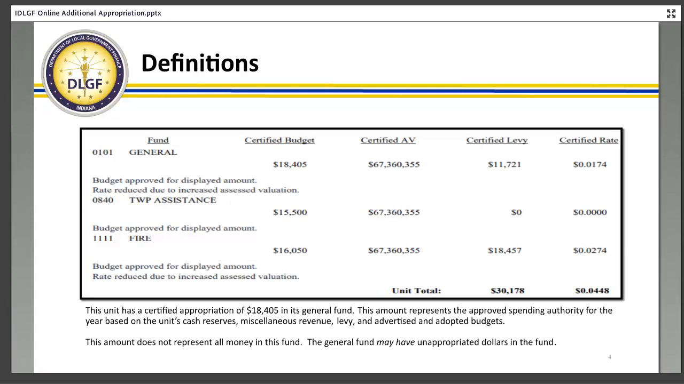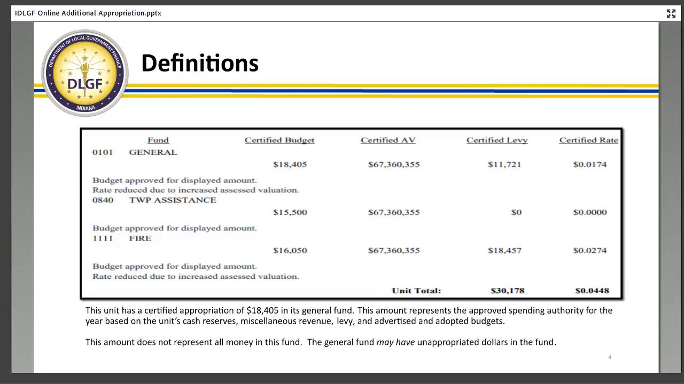But the star of this particular slide for this presentation is the certified budget amount. And from there, if we focus specifically on the general fund, we can see that for this hypothetical budget, the department has certified an appropriation of $18,405 for the general fund.